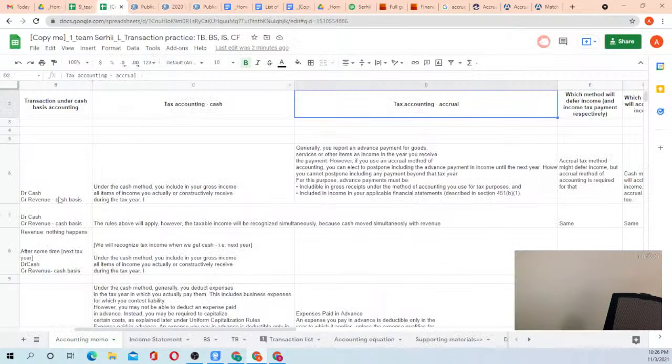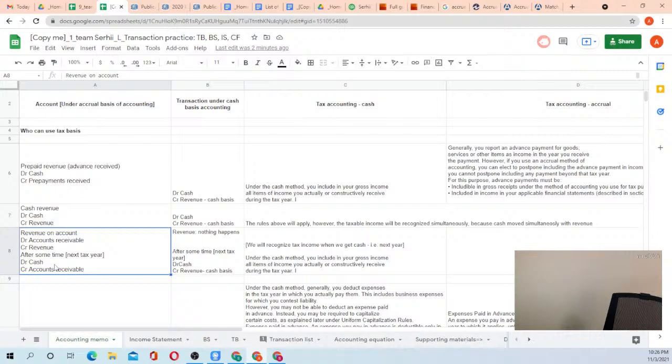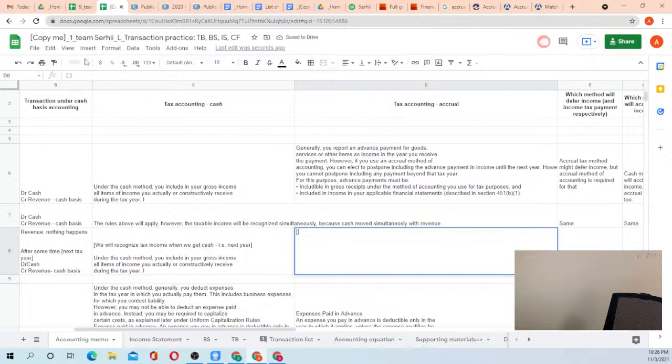Now let's see what happened in our situation. So we basically earned the revenue. Let's say revenue earned. And here we say we recognize the taxable income when we earned the revenue.